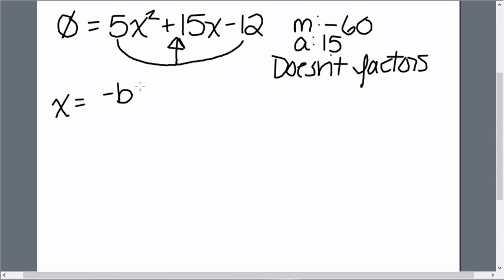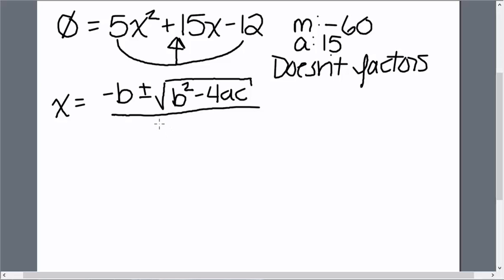Now this is something I will give to you. You do not have to memorize it. It is x equals negative b plus or minus the square root of b squared minus 4ac, and all of it is over 2a. Now the quadratic formula works in all cases. You don't have to check that it factors before this. It will work whether or not it does, but this is usually something that's a little bit longer.